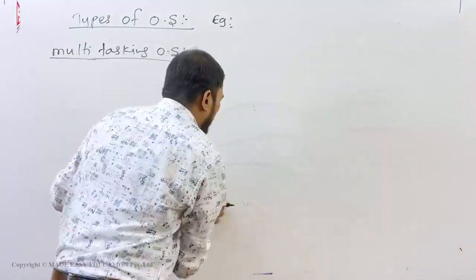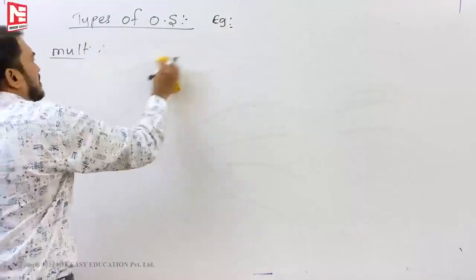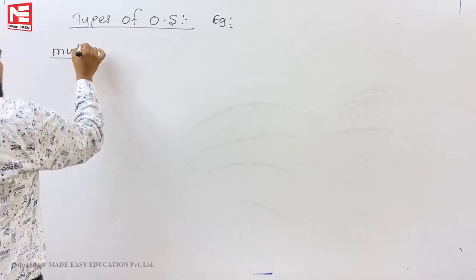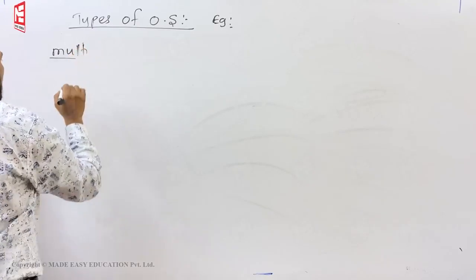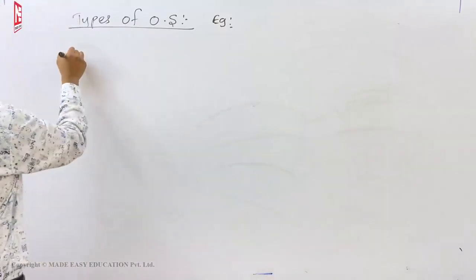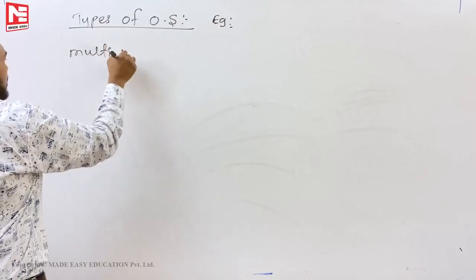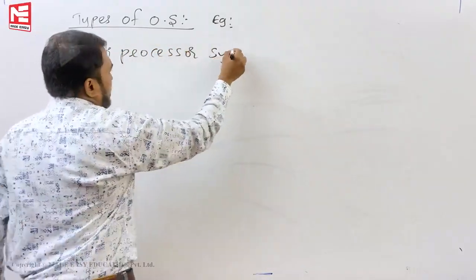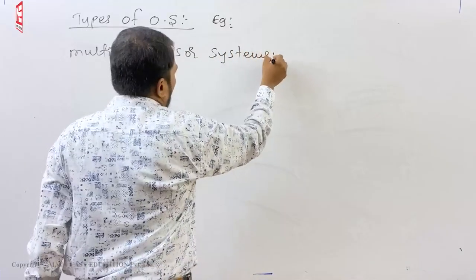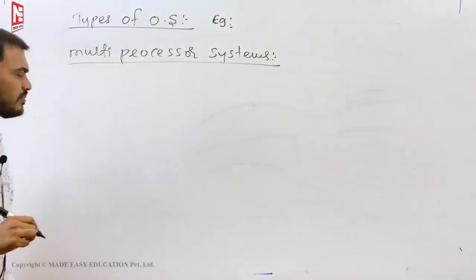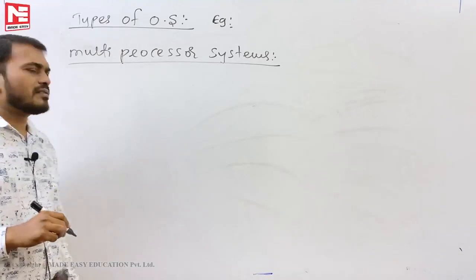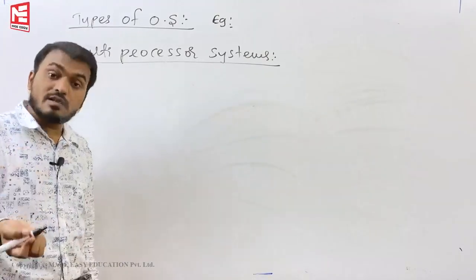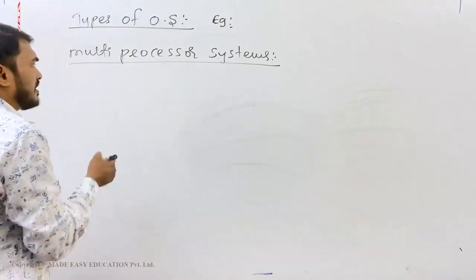Okay. So next we will move on to the next type of operating system, that is multi-processor systems. What is the meaning of multiprocessor? Processor means CPU. So multiprocessor means more than one CPU, right? More than one CPU in a single system.